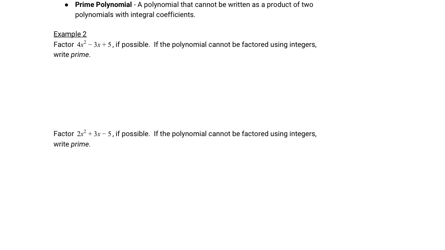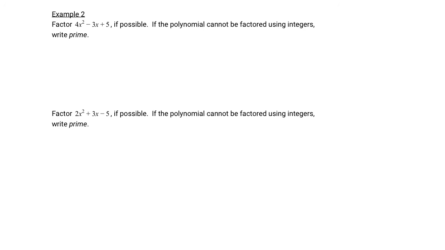Last thing we're going to talk about is a prime polynomial, a polynomial that cannot be written as a product of two polynomials with integral coefficients. That means if there's no way that we can find two factors that multiply together to get a times c and add together to get b, it's prime. Let's try it with this expression, 4x squared minus 3x plus 5.